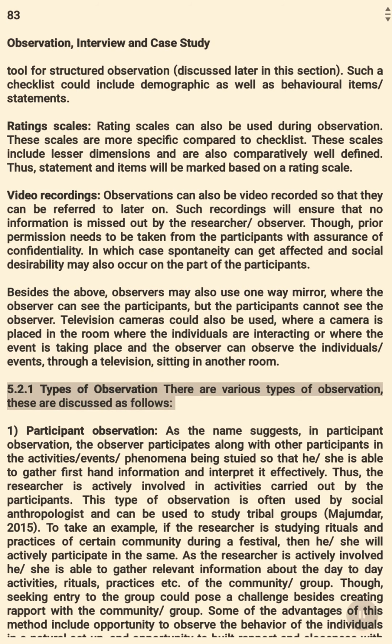5.2.1 Types of observation. There are various types of observation. These are discussed as follows. 1. Participant observation. As the name suggests, in participant observation, the observer participates along with other participants in the activities, events, phenomena being studied so that she is able to gather first-hand information and interpret it effectively. Thus, the researcher is actively involved in activities carried out by the participants.